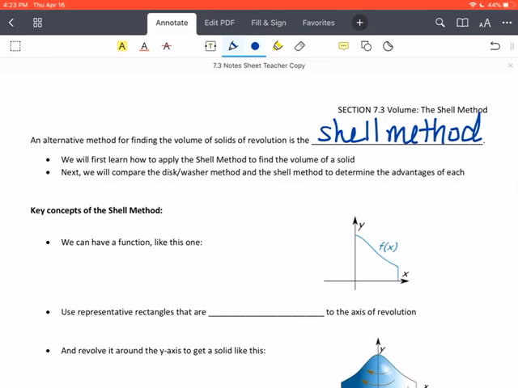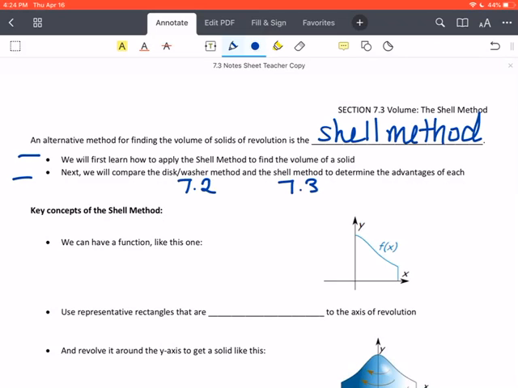So the notes say we will first learn to apply the shell method to find the volume of a solid. That is today. Then over the next few lessons, we are going to compare the disc washer method, that was 7.2, to the shell method, which is 7.3. There are some times that you have to use a certain method, because the other method fails. So there's your incentive right away to learn the shell method. Some of these, yes, you can use the disc and washer method, but again, I'm going to emphasize that there are some problems that you cannot use disc and washer. So that's why we have to learn a new approach.